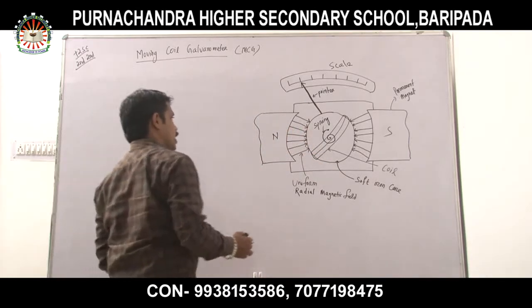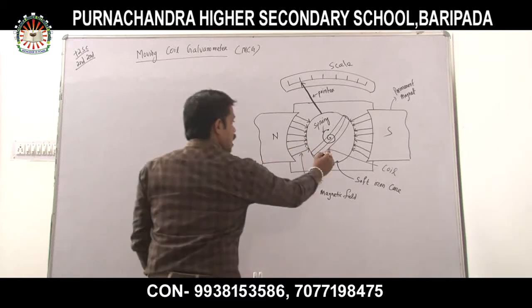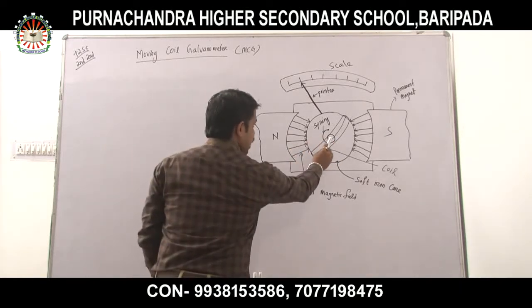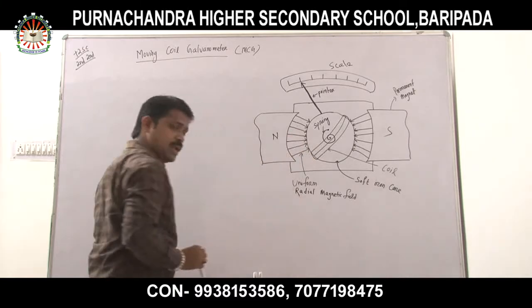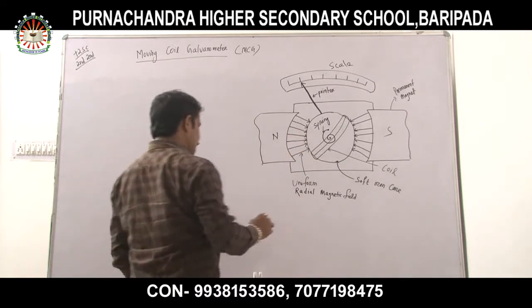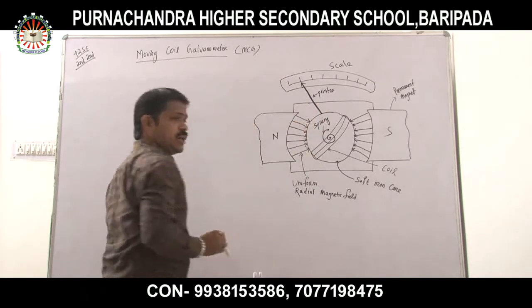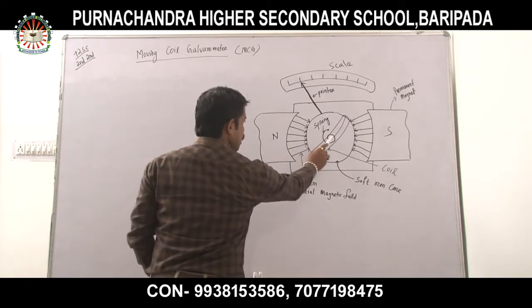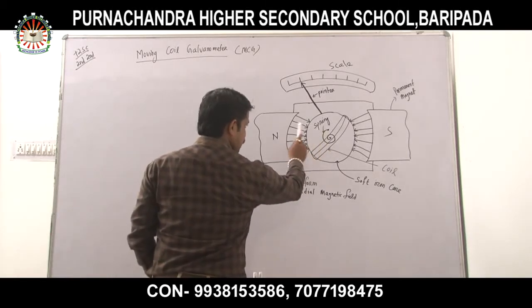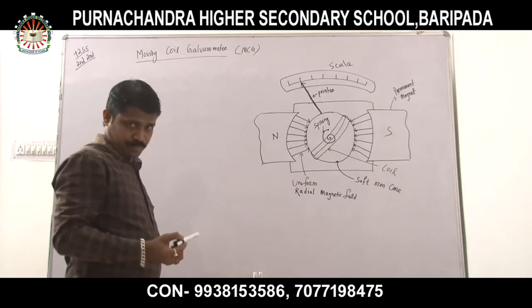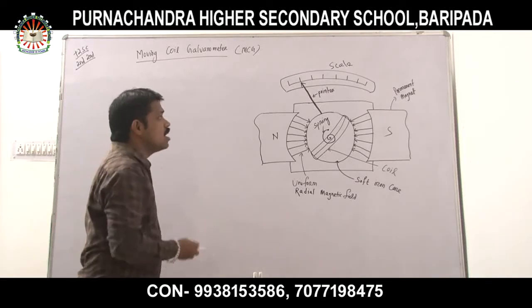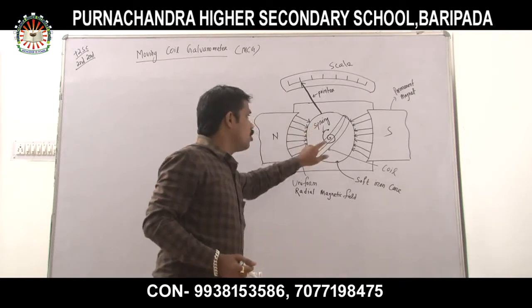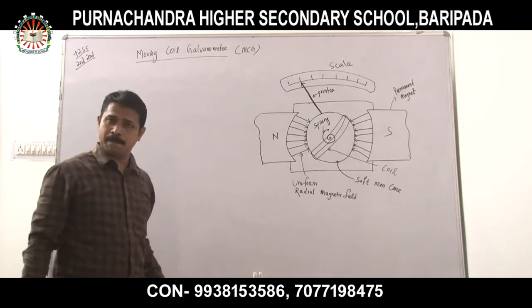Clear all of you? Okay. So now, the one end of the cylinder, listen very carefully, is connected to a spring, and another end of the cylinder is connected to a pointer. Understood? What is the function of the spring? I will talk to you later on, because the spring has a very vital role in the moving coil galvanometer.